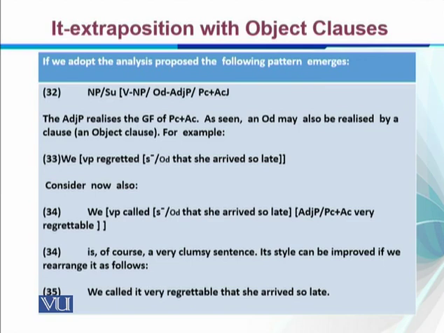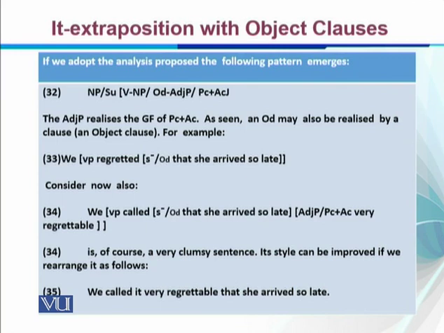The adjective phrase realizes the grammatical function of PC and AC as seen, and OD may also be realized by a clause, an object clause. For example, we regretted that she arrived so late. So that she arrived so late is our direct object, and it's a sentence bar.